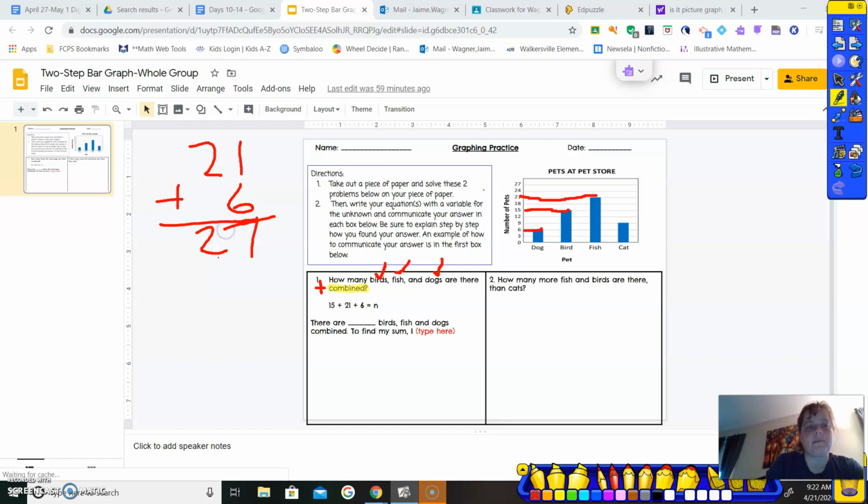Let's make that 7 look a little bit better. Now I'm going to put a squiggly line here. And remember, learners, you're going to be solving your problems on your piece of paper with a pencil. You won't be doing that part on the computer.